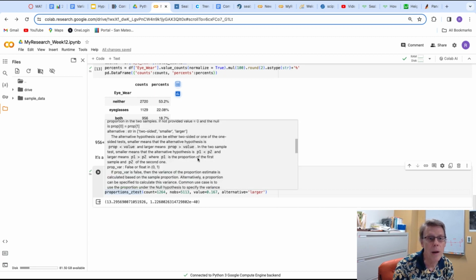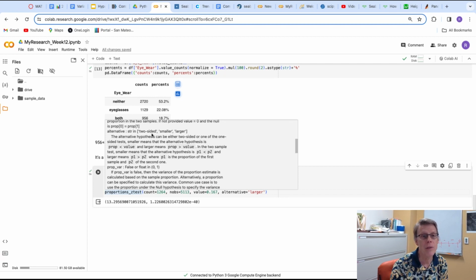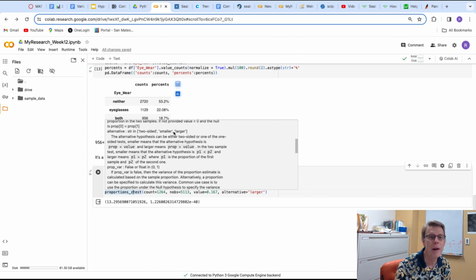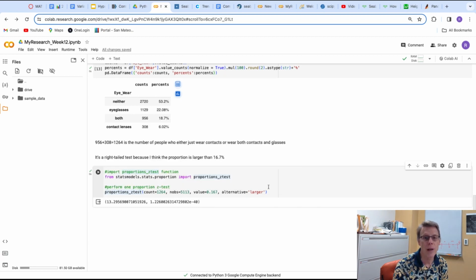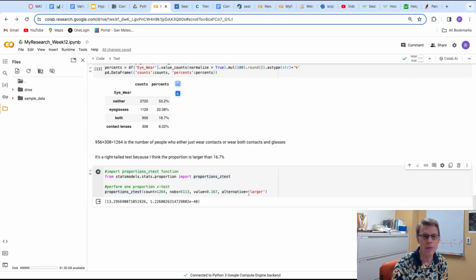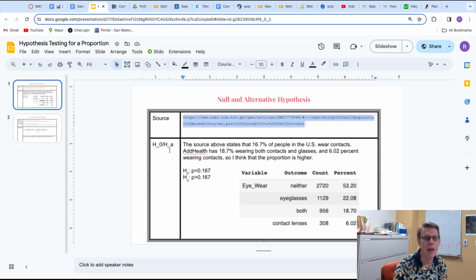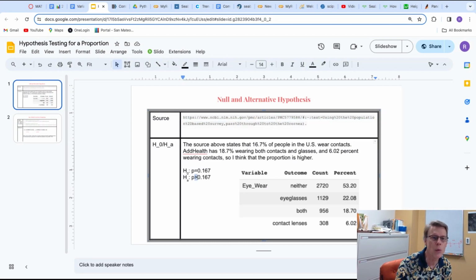Let's see. Where is it? Here we go. Two-sided is what I do if it's a two-tailed test. So if you ever forget what you're supposed to put there: larger for the right-tailed test, smaller for the left-tailed test, and two-sided for the two-tailed test. And it's saying alternative because that's the alternative hypothesis. Okay. And again, where did I get that it was a right-tailed test? Here in the alternative hypothesis, we're looking for it greater than the null.